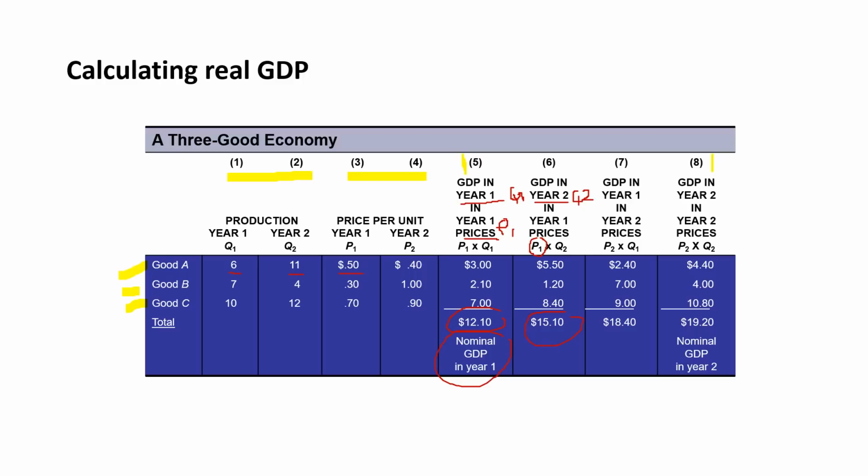Now in column 7, we need to calculate GDP in year 1, so quantity year 1, and year 2 price. So here it is the other way around. The base year is year 2. Why? Because we are calculating the price based on year 2, okay? And in column 8, GDP in year 2 and year 2 prices, okay? So P2 multiplied by Q2, and this is the nominal GDP in year 2 because we are taking the price and quantity of the same year.